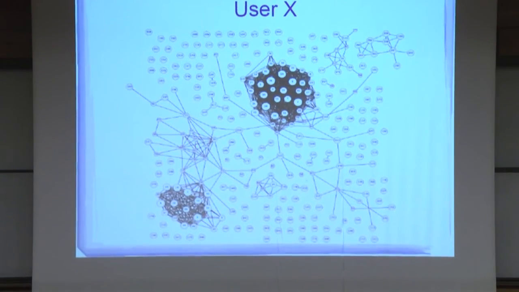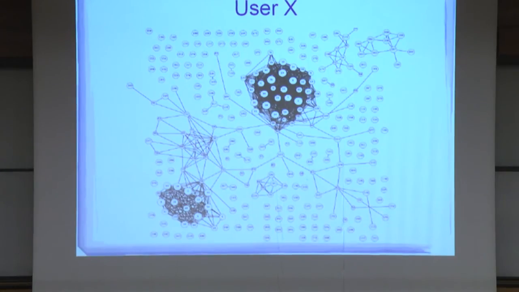So this is sort of what the user is seeing in terms of Wi-Fi. Every bubble there is a particular distinct location, and the bubbles are connected if the user walks between those connections, or the user transitions from one connection to the other. So we have such graphs.